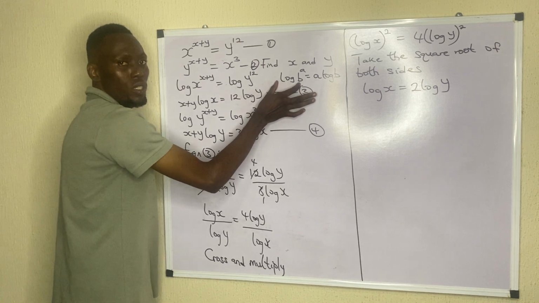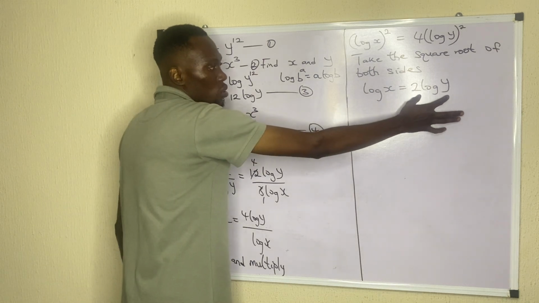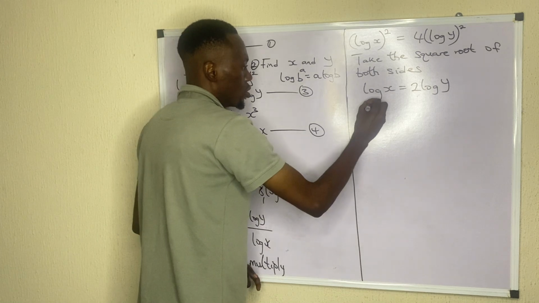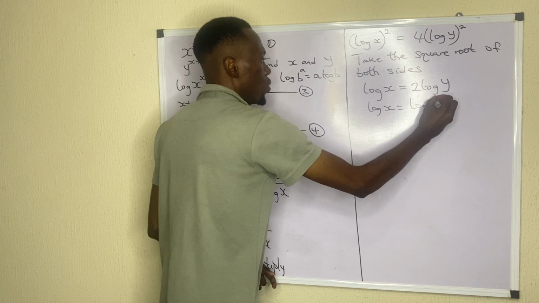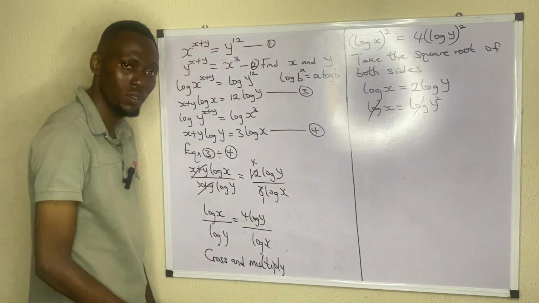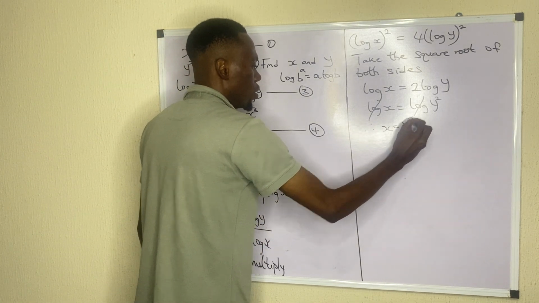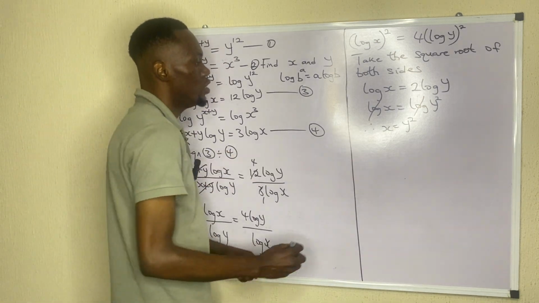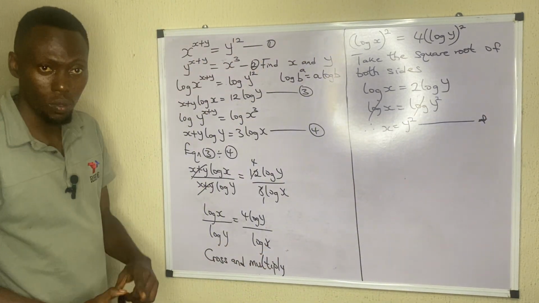If log b raised to power a is equals to a log b, it means that 2 log y would be equals to log y raised to power 2, right? So let me turn that to log x is equals to log y raised to power 2. So from here, log can cancel log. So therefore, I have that x is equals to y squared. This x is equals to y squared is a very important equation for this particular question.